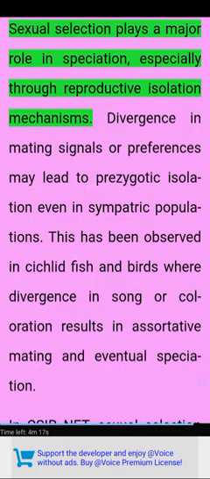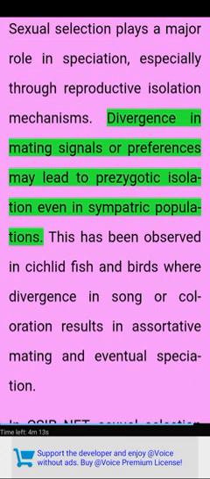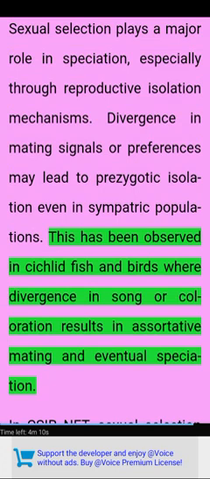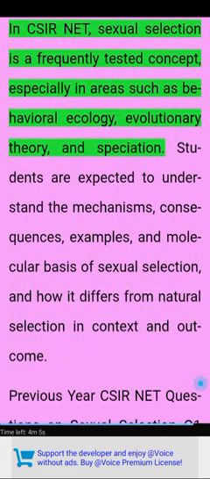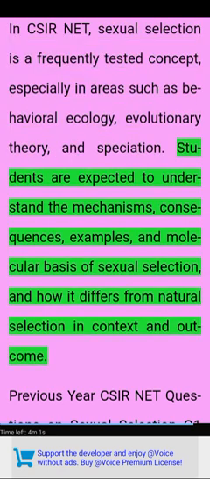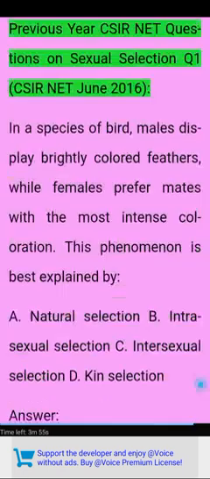Sexual selection plays a major role in speciation, especially through reproductive isolation mechanisms. Divergence in mating signals or preferences may lead to prezygotic isolation even in sympatric populations. This has been observed in cichlids and birds, where divergence in song or coloration results in assortative mating and eventual speciation. In CSIR NET, sexual selection is a frequently tested concept, especially in areas such as behavioral ecology, evolutionary theory, and speciation. Students are expected to understand the mechanisms, consequences, examples, and molecular basis of sexual selection, and how it differs from natural selection in context and outcome.